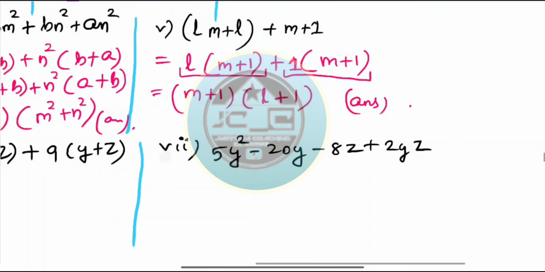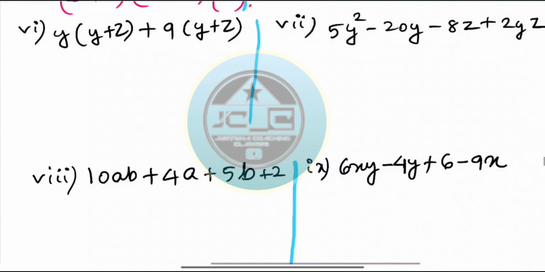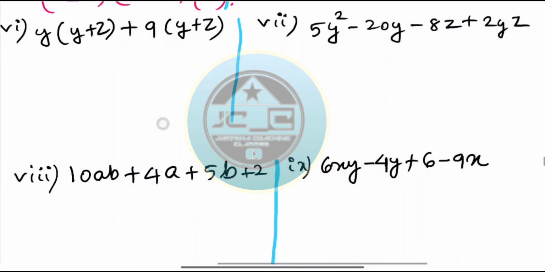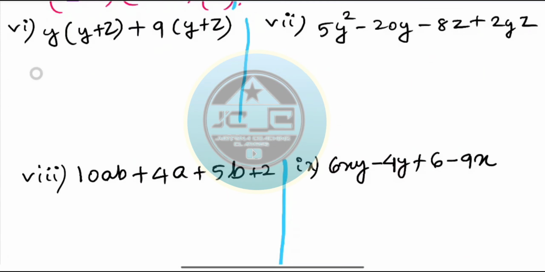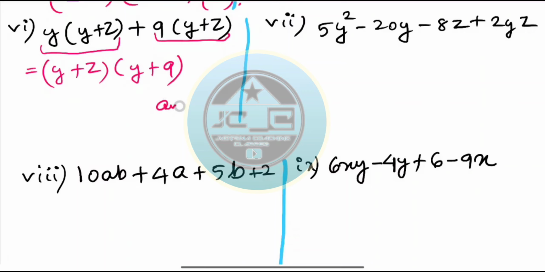Clear? Now in the sixth one we have y. It is the most direct question in question number 3. We directly have these two terms in which y plus z is the common factor which is given to us. If you take common y plus z, you have y plus 9. This is the answer.